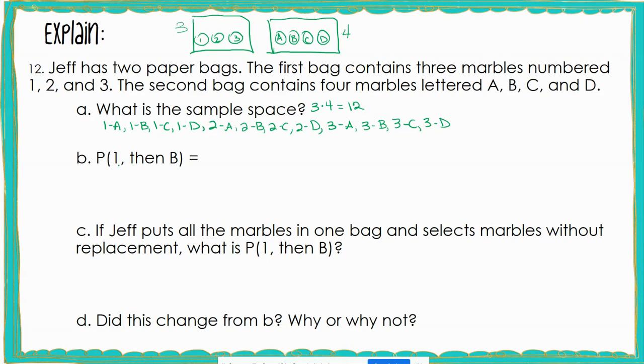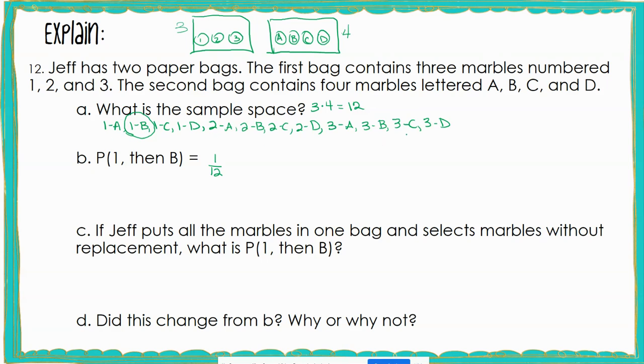We want to find the probability of choosing a 1, then a B. Well, if I look at my list, it actually makes it very easy for me. There's actually only one place that has a 1 and a B, and that's out of 12 total outcomes in my sample space. So the probability of choosing a 1 and then B is 1/12.